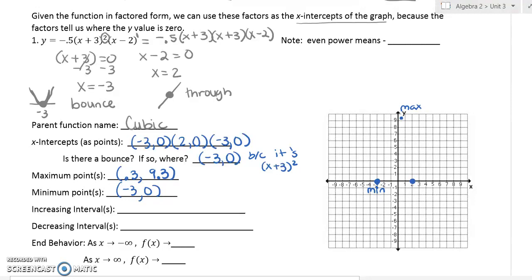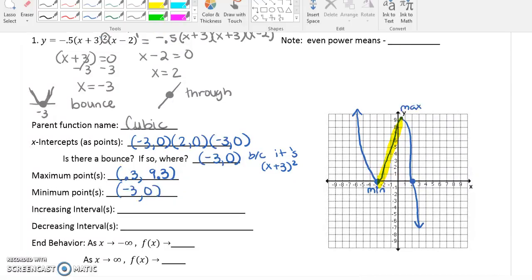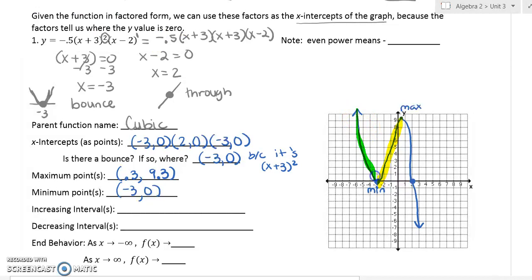And then we're going to go ahead and sketch our image. So I have starting up high, touches the x-intercept, aka minimum, comes back up, goes over, goes to the maximum, comes back down, touches the x-intercept, and then continues to go down. Okay, so that's what it looks like. And now we're going to do some increasing, decreasing intervals. So we are increasing from the minimum to the maximum, and the rest of the parts are decreasing if we are reading from left to right.